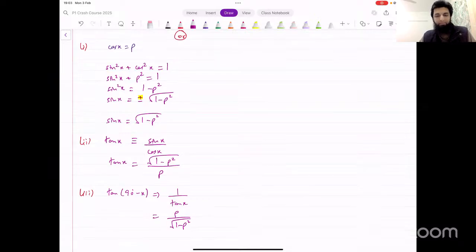Okay? No problems? So I have a question. Yes. So can we not use the identity tan theta is same as sine upon cos, and then we shift the cos to the other side? Can we not do that?